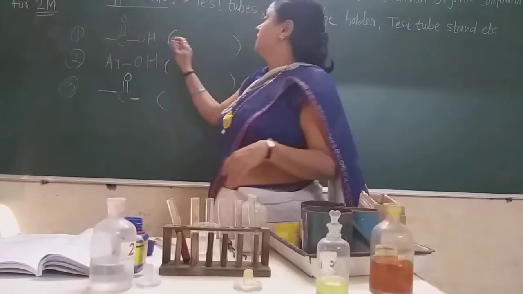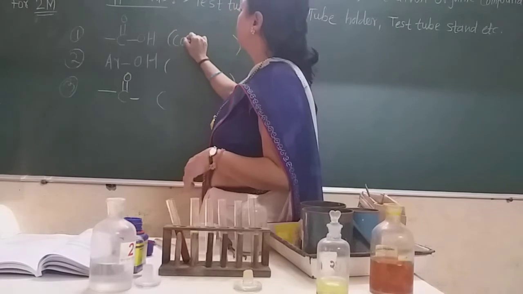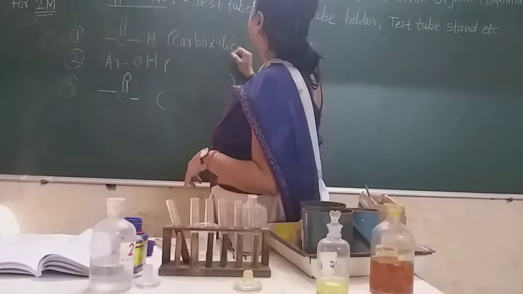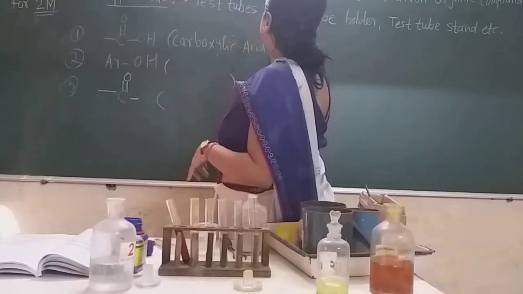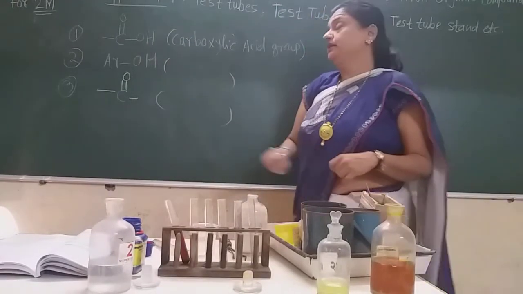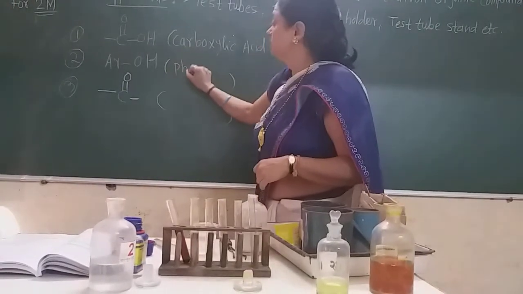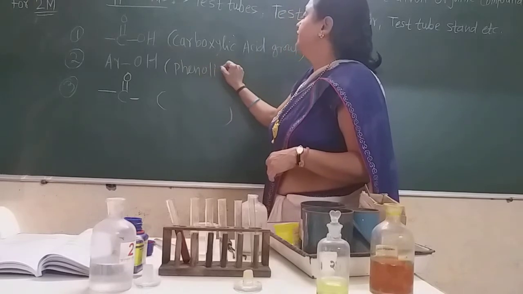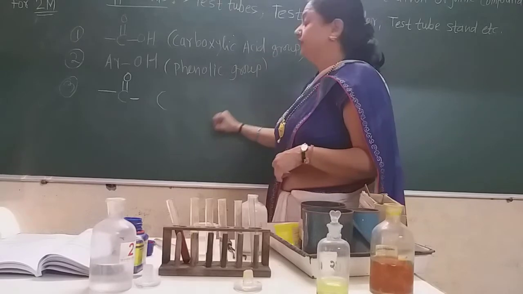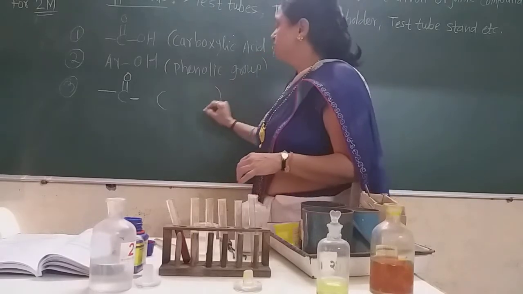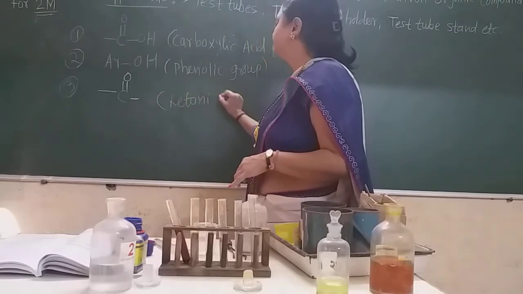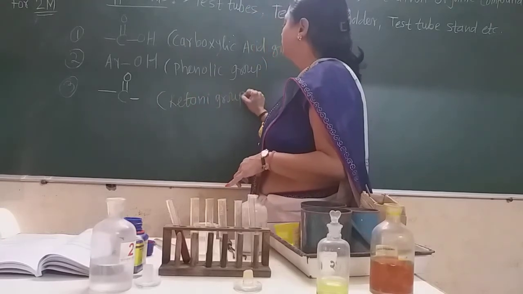Now this is the carboxylic acid group, so write down carboxylic acid group into the bracket, and you also have to write the structure. Then the phenolic OH group is there, so it is the phenolic group, and third, we detect here the ketone group, so it is the ketonic group. You have to write in this way also.